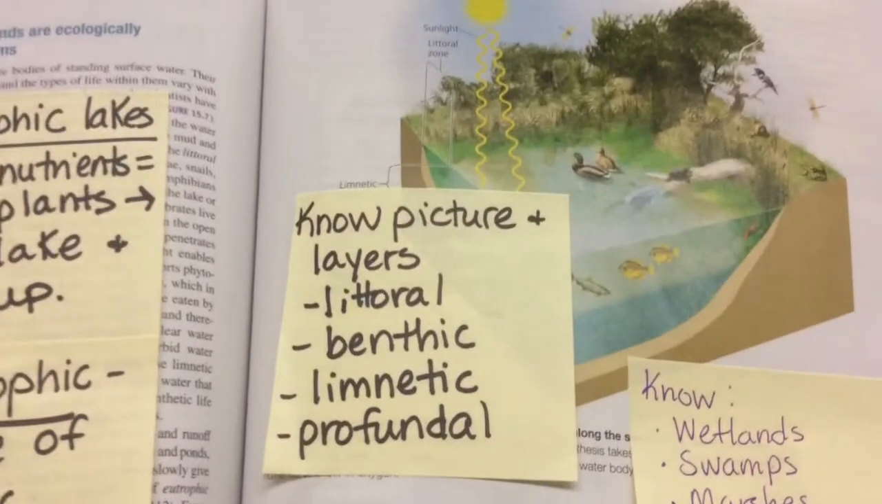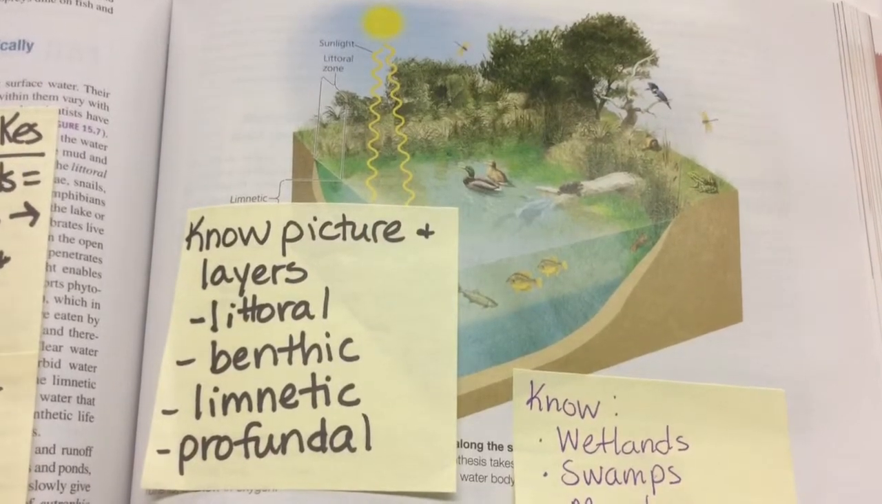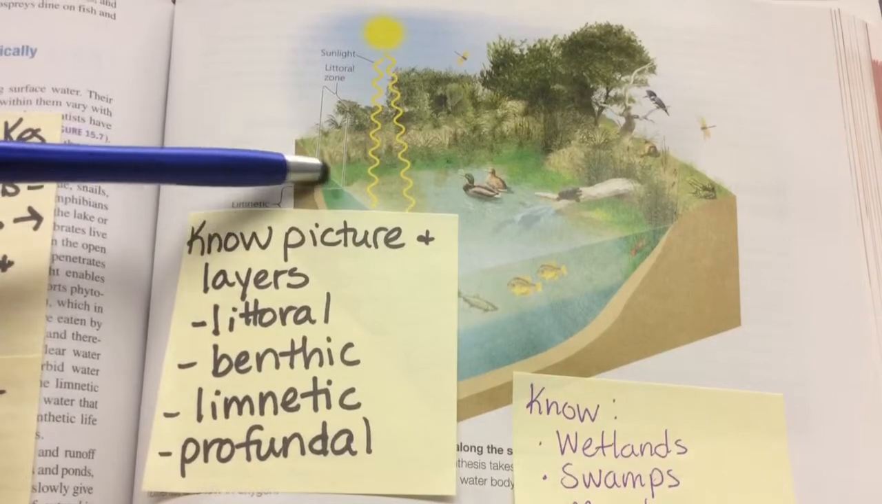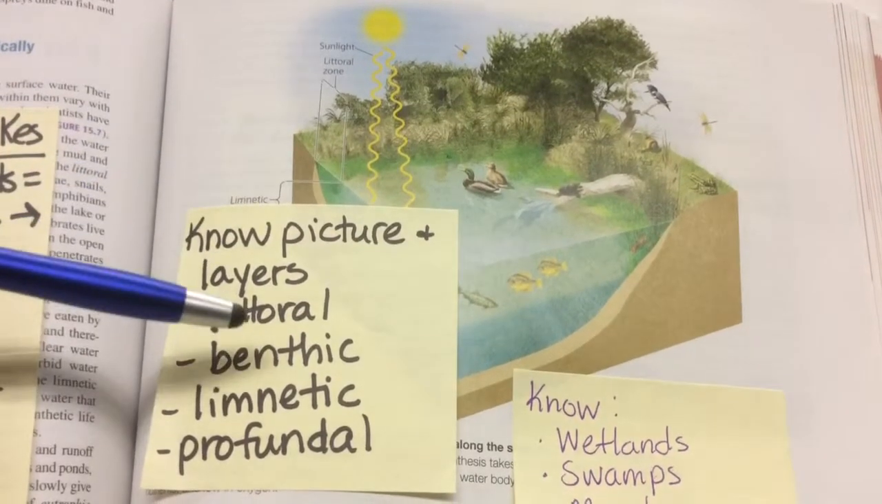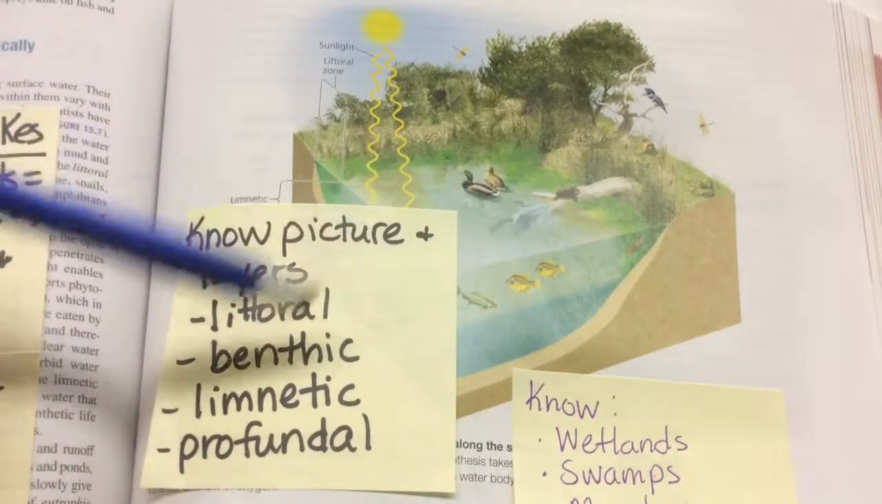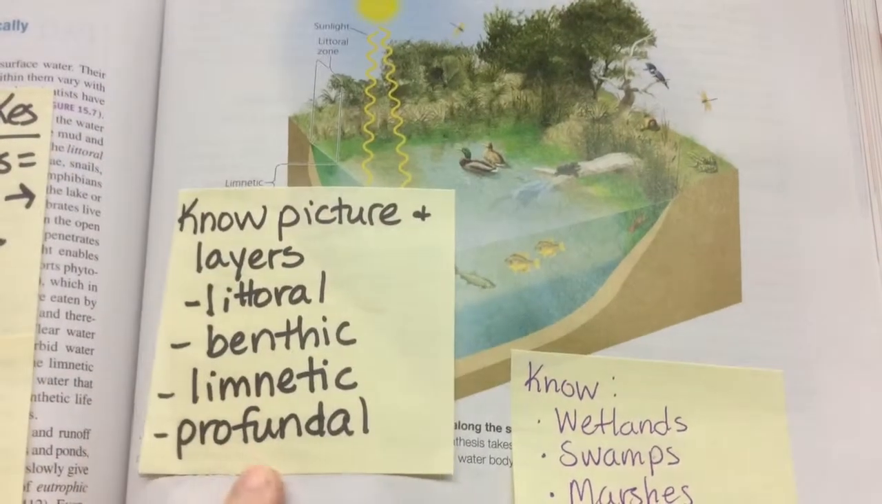On this page, know the definitions for the layers of your lake. The littoral zone, which is kind of this area near the shore. Your benthic, which is on the bottom. Limnetic, which is kind of the light zone, and profundal, which is in the middle. So know these zones of your lake.